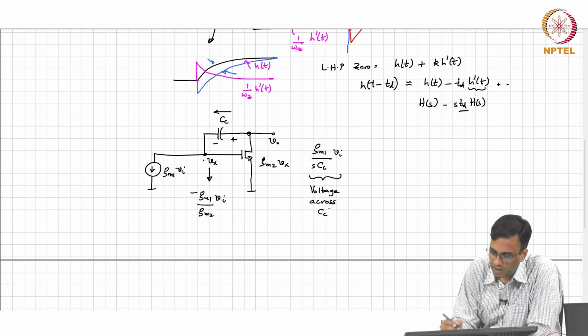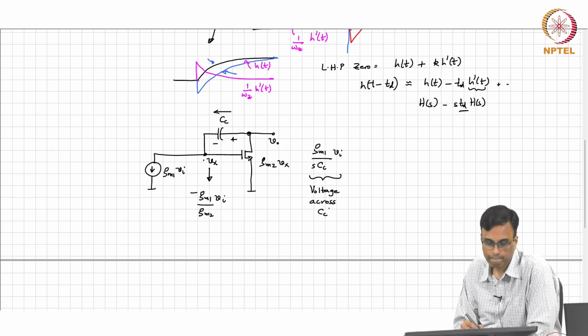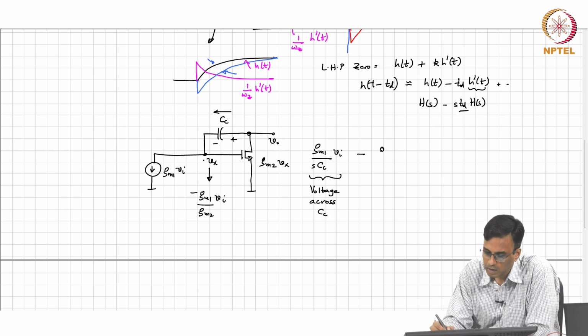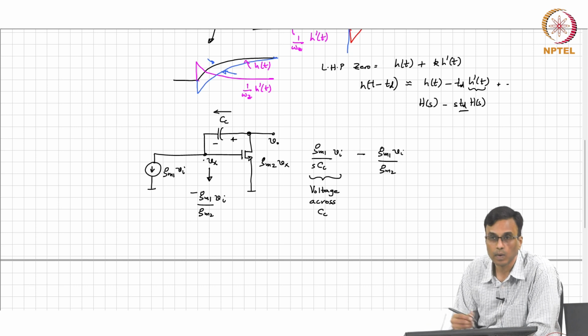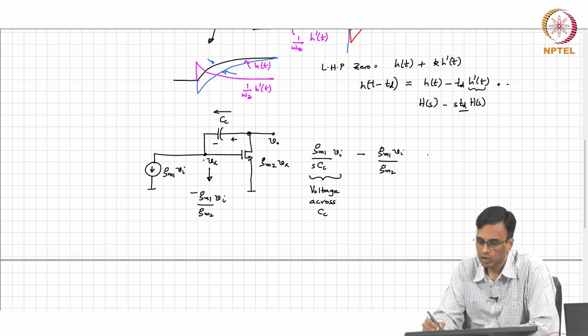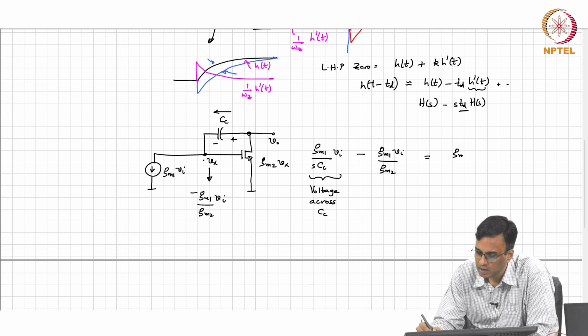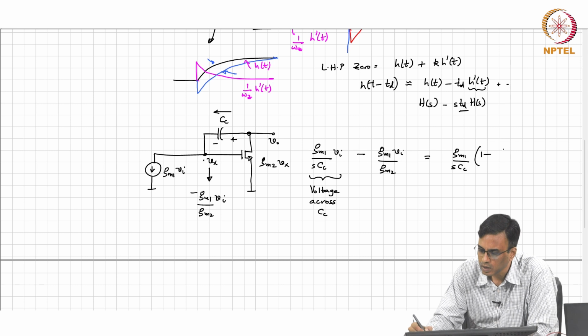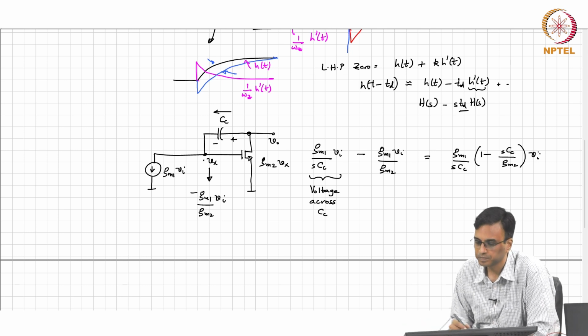Across CC minus GM1 Vi over GM. Correct? So, this is basically GM1 over SCC times 1 over SCC over GM2 times V.